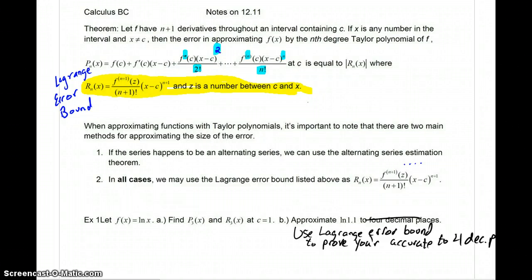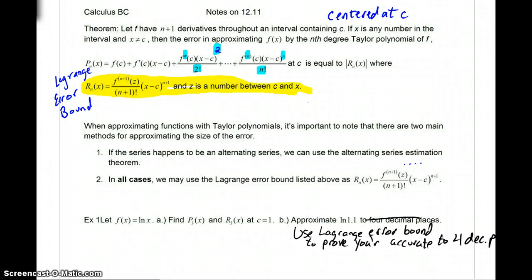Okay, so we're actually on the last lesson of chapter 12, which is really going to pick up from section 12.10, but taking one step further, measuring error. Let's read this theorem up on the top. Let's say f has n plus 1 derivatives throughout an interval containing c. Remember, c is where you are centered. So we're going to say we're centered at c.